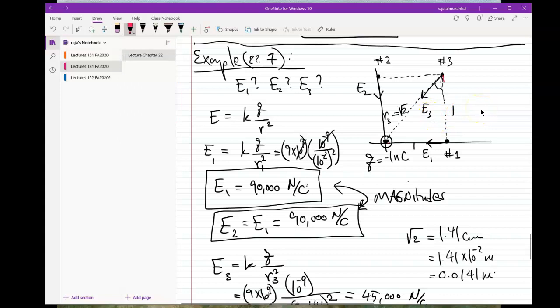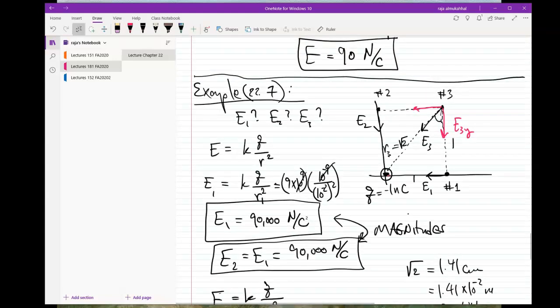There we go. So I have here E sub 3y, and this is E sub 3x. I think I reached the top of the screen, let me go down a little bit. I need to find those.